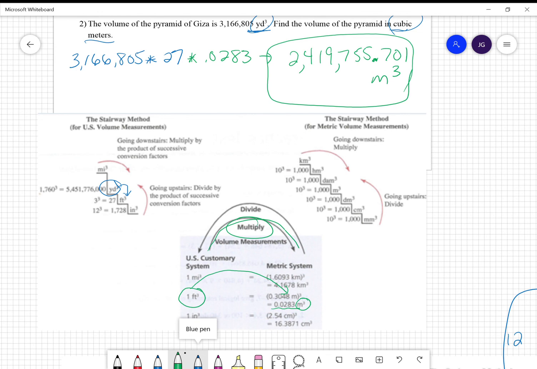Okay, we have concluded our work on converting linear, area, volume, and capacity from US to metric, metric to US, and within the US and within the metric.